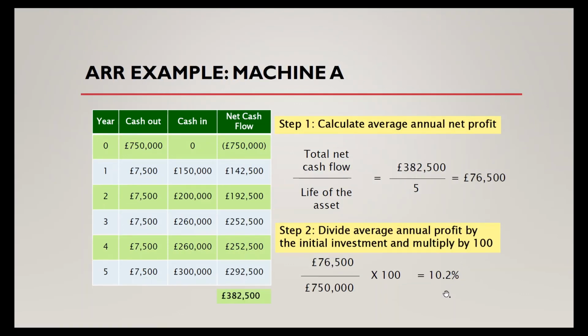Now, if we have a look again at the ARR of machine A, you will see the ARR of machine A is 10.2%. And the ARR of machine B is 17.9%. In this case, we can conclude that machine B is a better investment based on the ARR method.